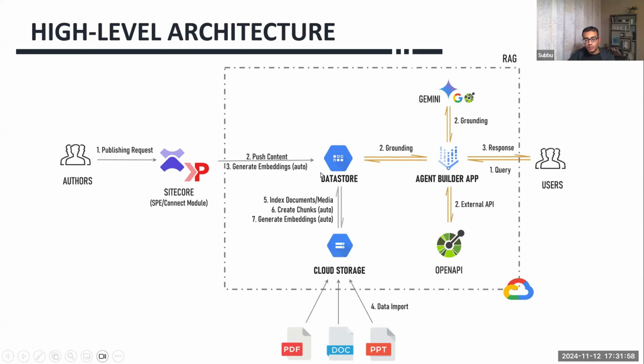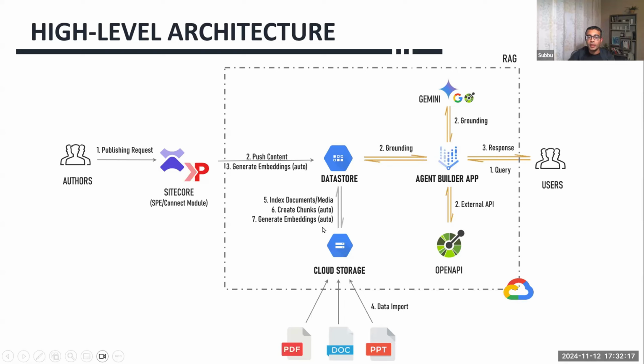And it also supports indexing from the cloud storage. So the PDFs, the docs, PPT, anything that you have can be put into the Google Cloud Storage, and it has an inbuilt integration with the cloud storage as well, with which it indexes the documents. And while indexing, it automatically chunks and creates the embeddings.